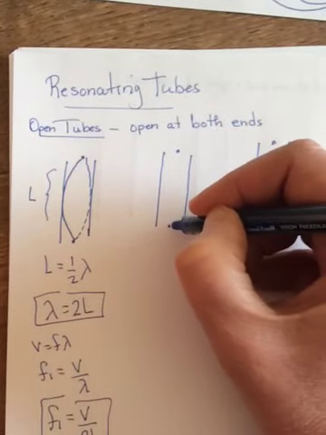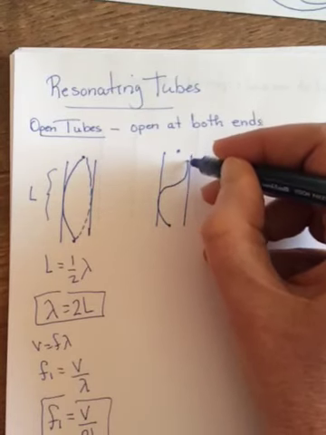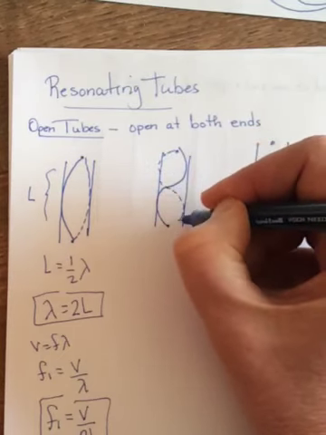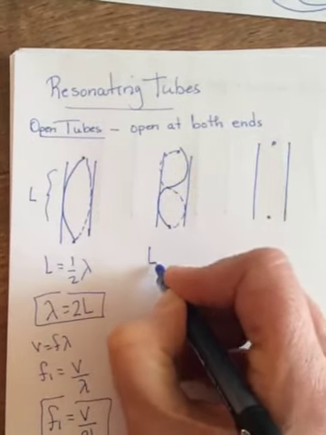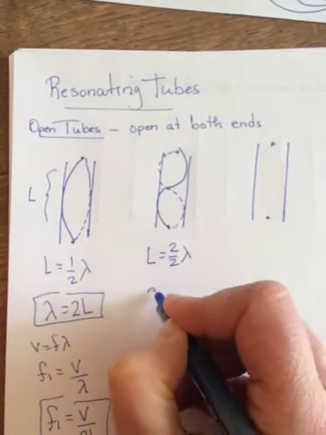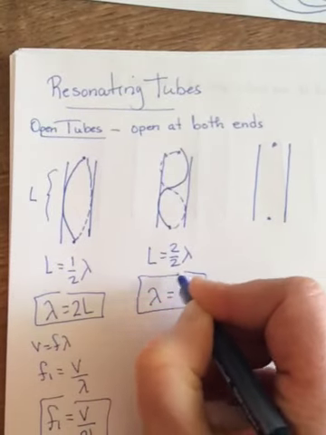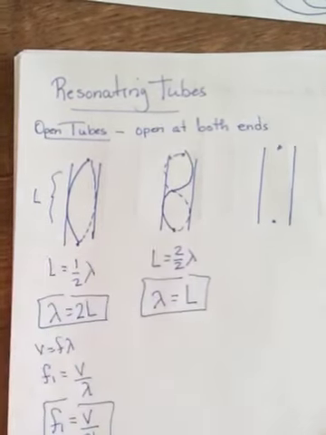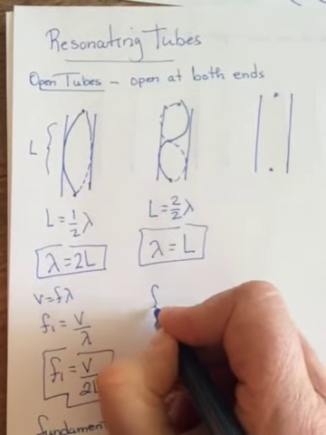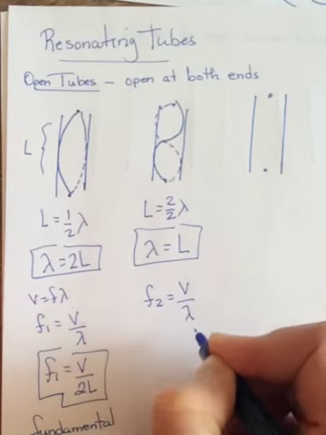It still has to have a node at both ends, so we could add a half wavelength. And it could form a standing wave. Now, L is equal to 2/2 lambdas. In other words, lambda is equal to L. So all we did was add in a half wavelength. Okay, and so if we go to our equation then again, f2 would be equal to v over lambda.